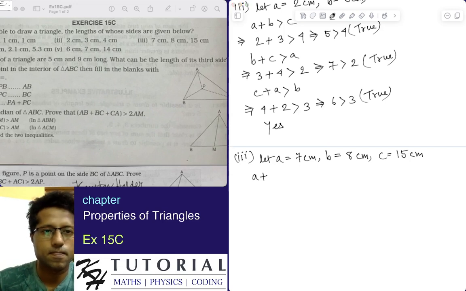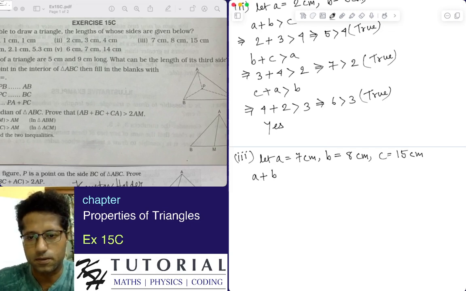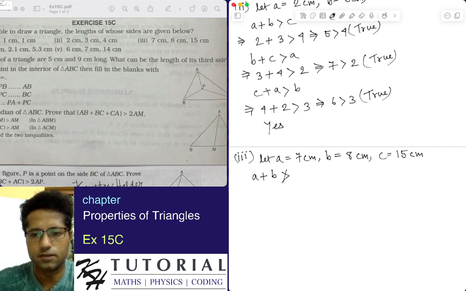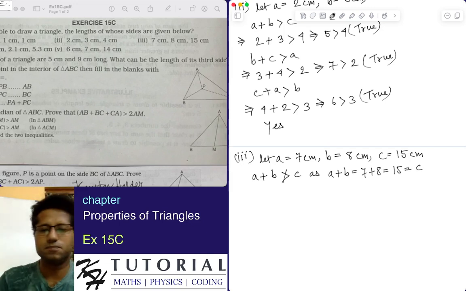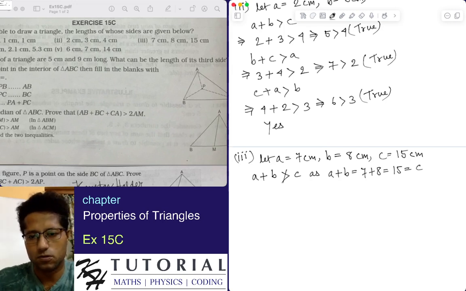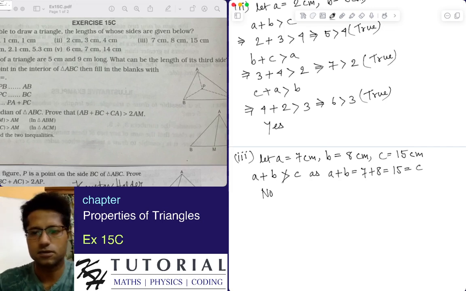Okay. We can see that A plus B is definitely not greater than C, as A plus B equals 7 plus 8 equals 15 equals C. We can see that A plus B is equal to C, but we have to ensure that A plus B greater than C. So no triangle can be formed with this length as its sides.